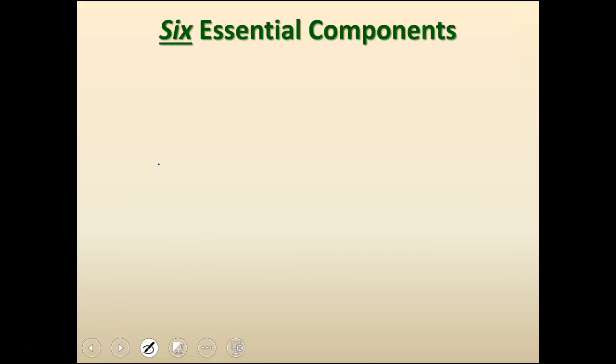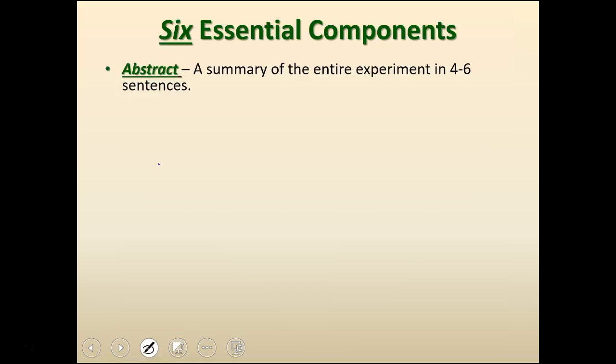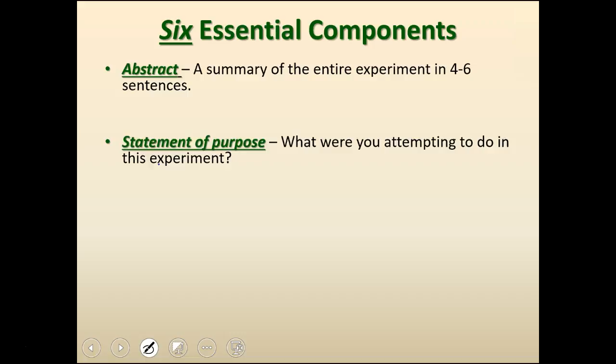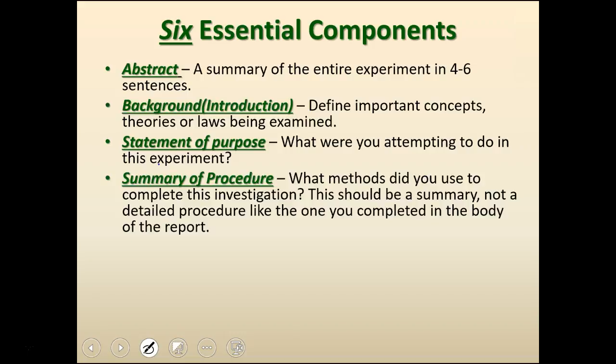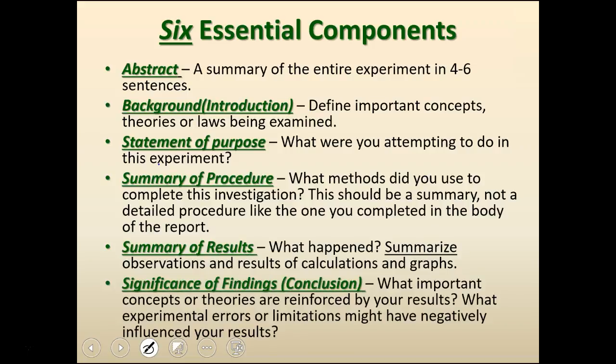So what are the 6 essential components? We've already talked about them. We've already seen all of them. An abstract with a summary of the experiment in 4 to 6 sentences. We're going to talk about all of these a little bit more in just a moment. Statement of purpose, background, summary of the procedure, summary of the results, and significance of findings or the conclusion. Here are all of the things that you need, and it gives you a generic form of what you're supposed to do there. So we need to make sure that we have all of these things in our paper, and that all of them are completely done and done well, okay?